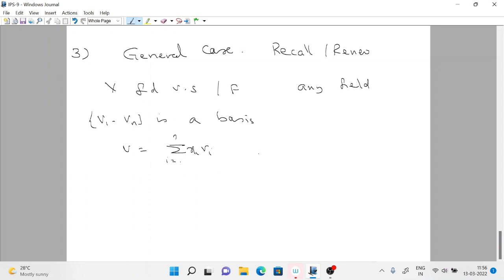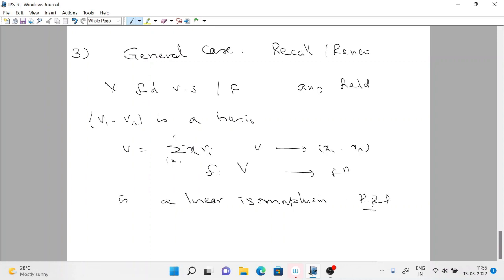Now, therefore, I can associate v with an n-tuple x1 to xn, and notice that this is a well-defined function because these x's are unique. Therefore, I have a map from V to Fn. If you have gone through linear algebra well, or if you have watched my videos, you know this map is a linear isomorphism. Is that clear? Quickly go through.